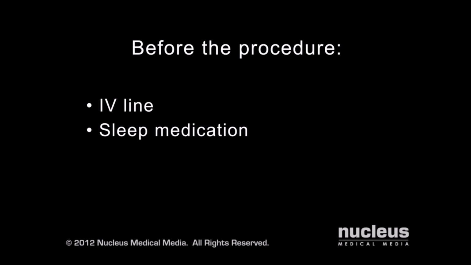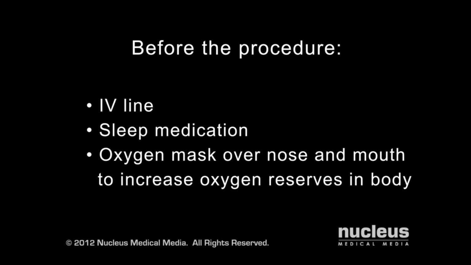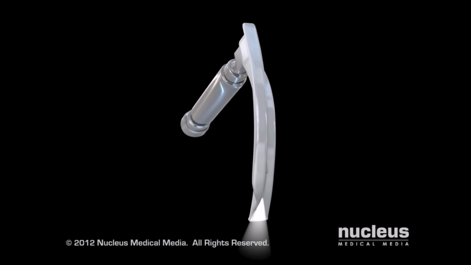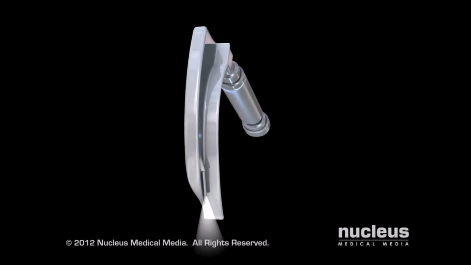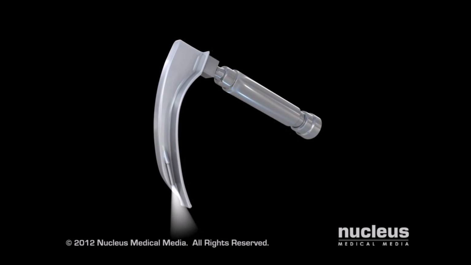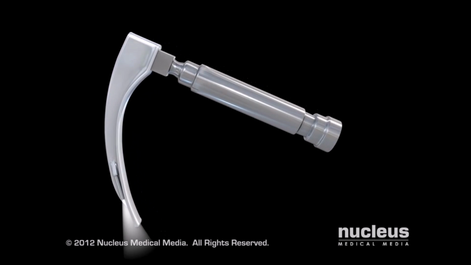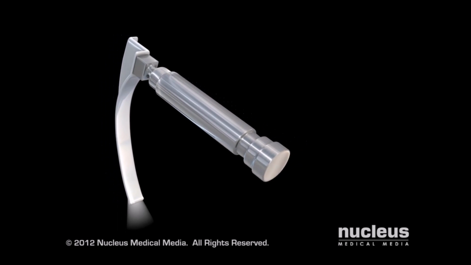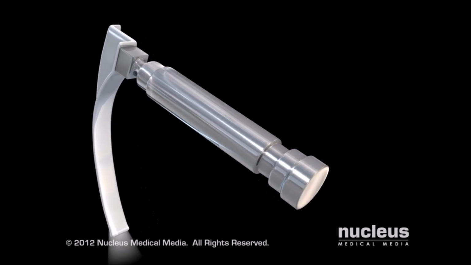As the medication takes effect, he or she will place an oxygen mask over your nose and mouth and ask you to breathe deeply, ensuring that you will have a reserve of oxygen in your system prior to the procedure. The first step in mechanical ventilation is called endotracheal intubation. Once you are asleep, your doctor will use an instrument called a laryngoscope to perform the intubation.